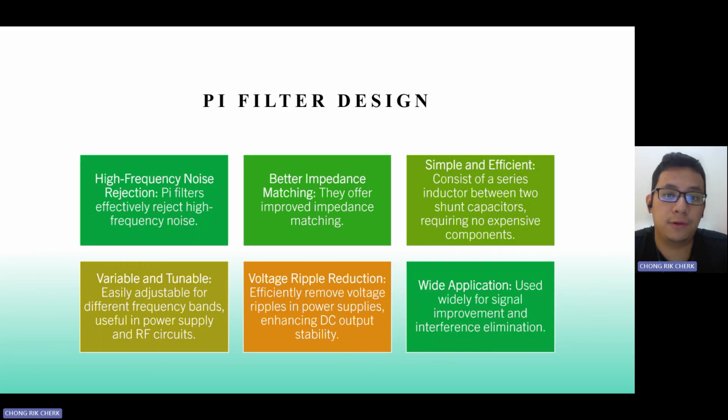The first one is the pi filter design. What is the pi filter design used for? It is good for high frequency noise rejection. It effectively rejects high frequency noise, and it has improved impedance matching.